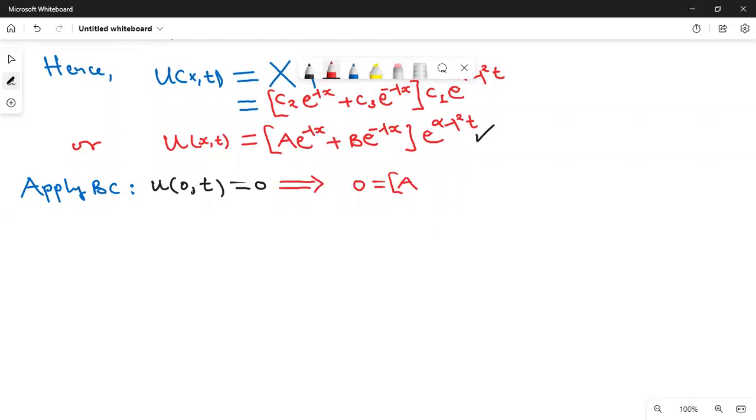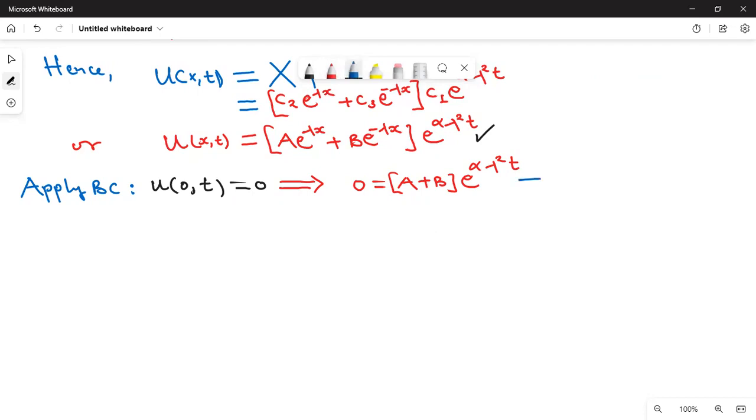It will be a plus b, because you know exponential 0 is 1. So a plus b times exponential alpha lambda squared t. You might be asking, why do we remain with the other exponential? Because the other one is a function of t. But in this case, we are replacing only x. It is only x that is 0, not t. Take note of that. Now, for a non-trivial solution, a plus b must be equal to 0, because we know exponential alpha lambda squared t cannot be equal to 0. So a plus b is equal to 0.